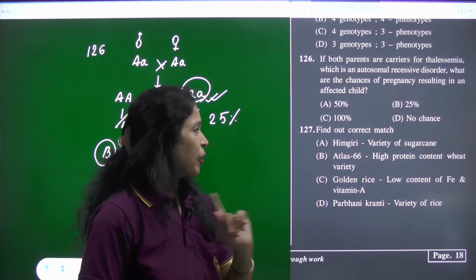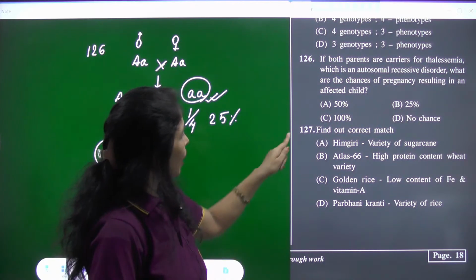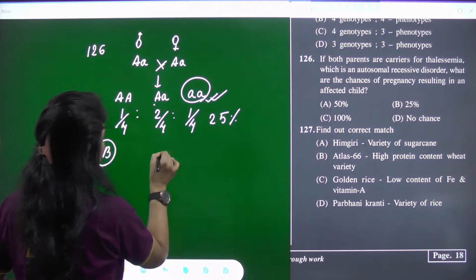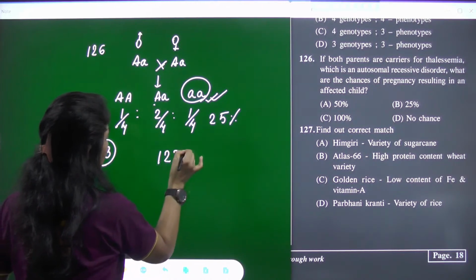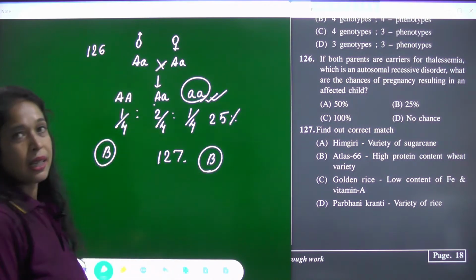Parbhani Kranti, variety of rice, no, it's a variety of bhindi. सो 127 का करेक्ट मैच कौन सा है? ओनली वन, दैट इज बी. फॉर क्वेश्चन नंबर 127 आंसर हो गया बी. ठीक है, एट लास्ट 66.